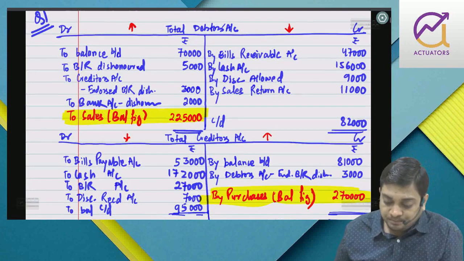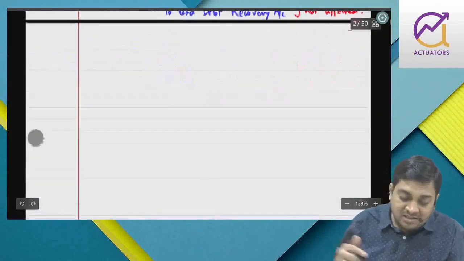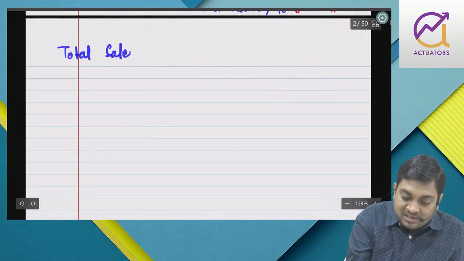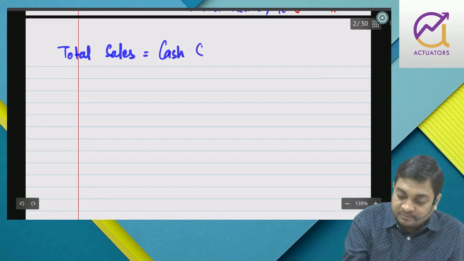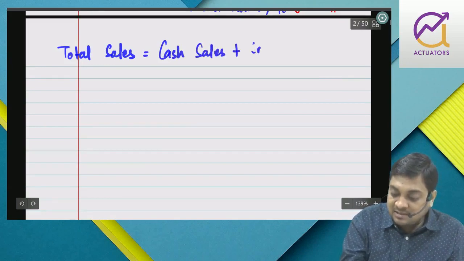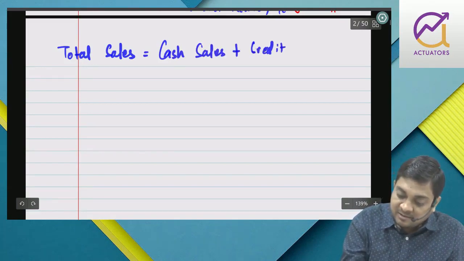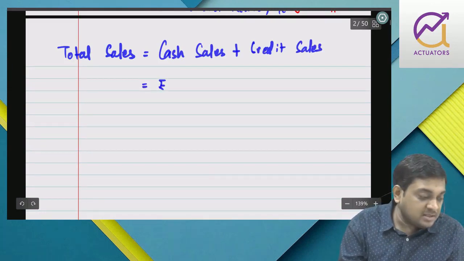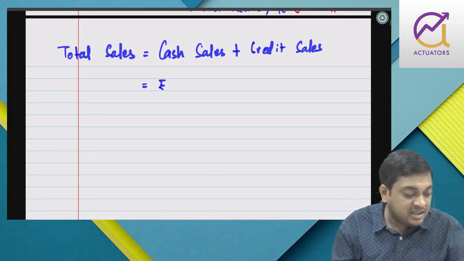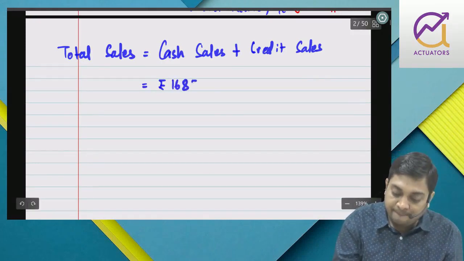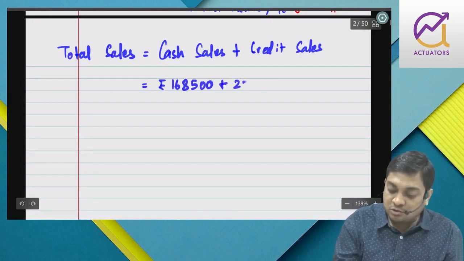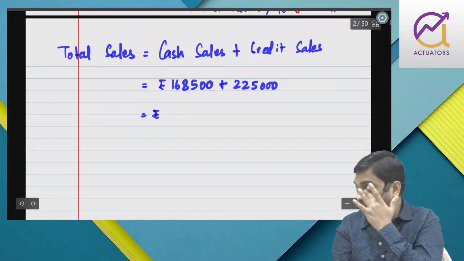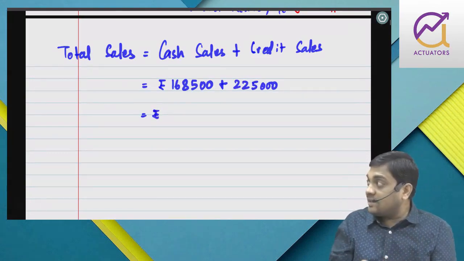Done. Now, what they have asked us is the total sales. So total sales is what? Cash sales plus credit sales. So cash sales is rupees 1,68,500 plus 2,25,000, right?